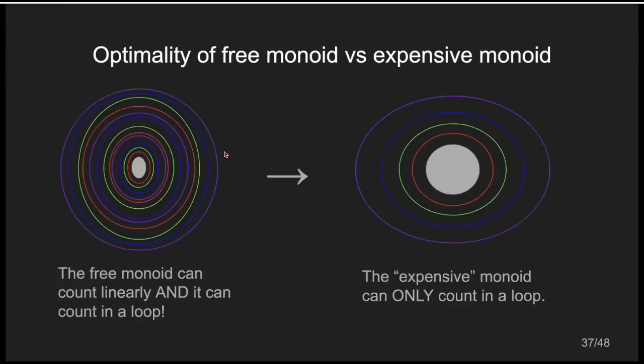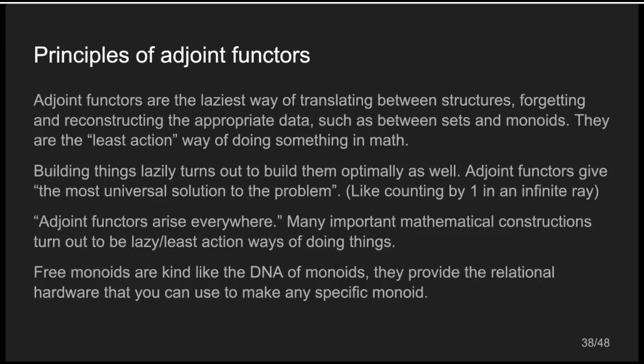So like if we want to count by 1, that's a problem. There's many ways we could do it, but what's the most universal or formulaic way of doing that? Well, it's this way, because we can do looping if we want to, but we also have linearity, which these other expensive versions don't have.